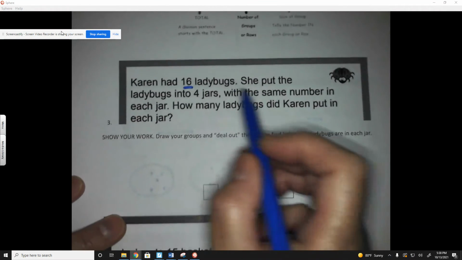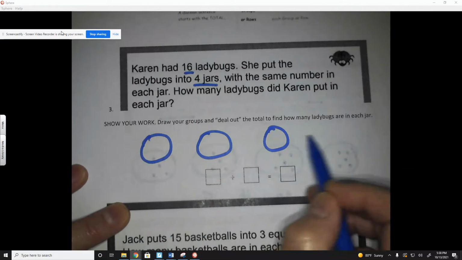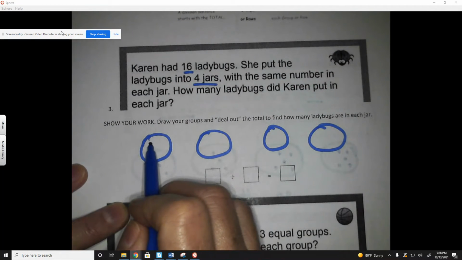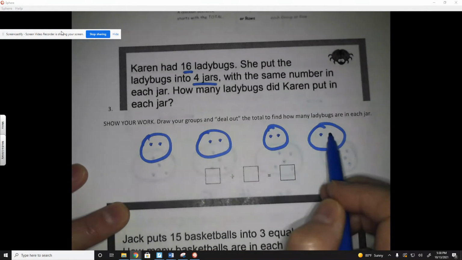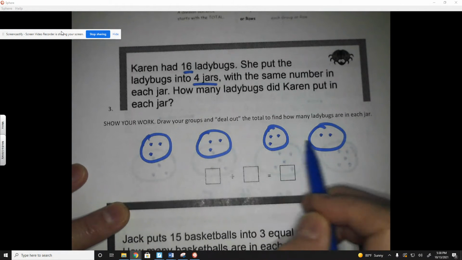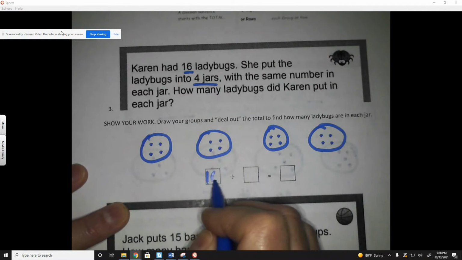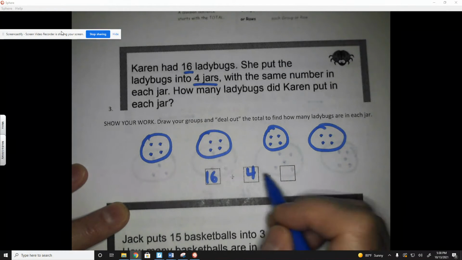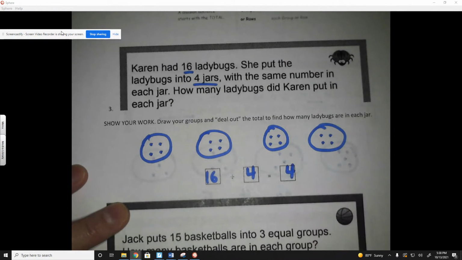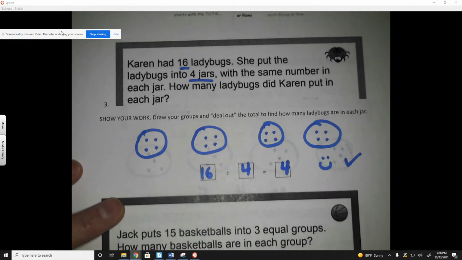Karen had 16 ladybugs, and she put ladybugs into 4 jars. So you should have drawn your 4 jars and counted out 16. 1, 2, 3, 4, 5, 6, 7, 8, 9, 10, 11, 12, 13, 14, 15, 16. 16 ladybugs being put into 4 jars means you're going to have 4 ladybugs in each jar. Give yourself a smiley face for a check.